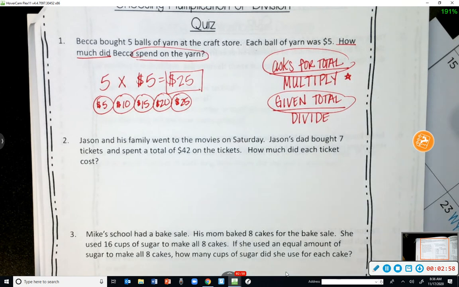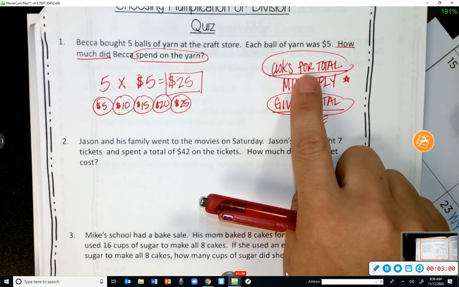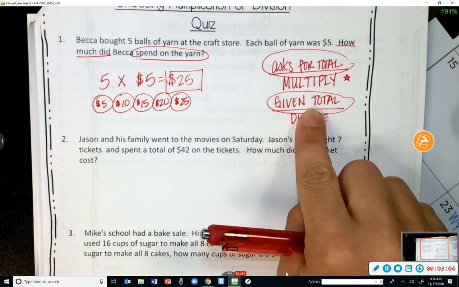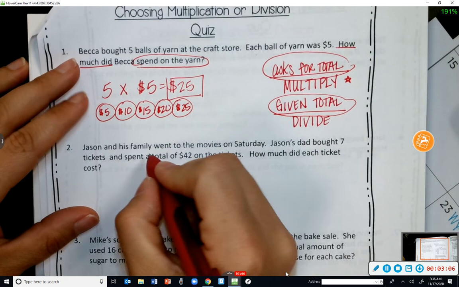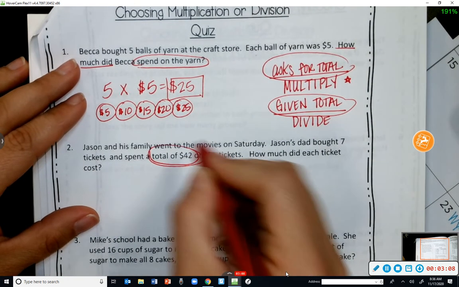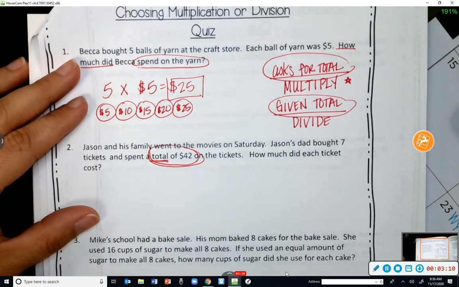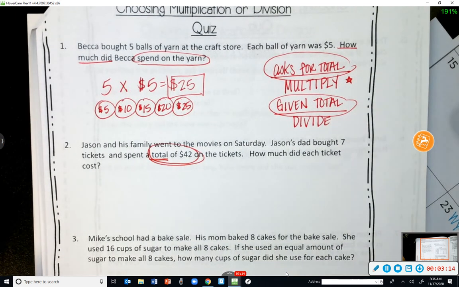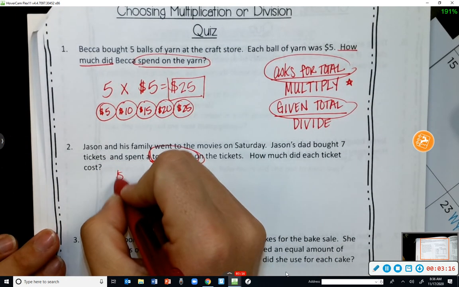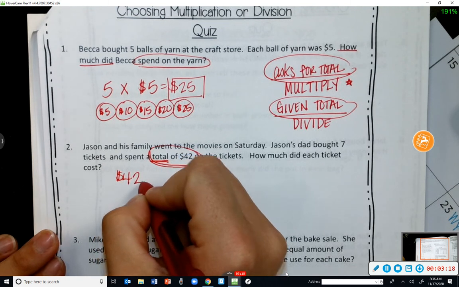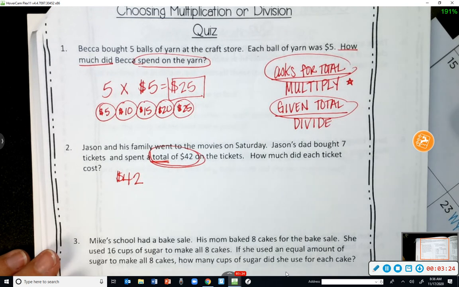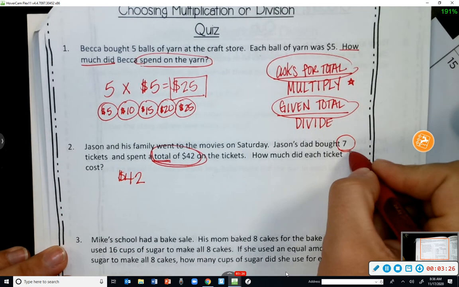Okay, did the question ask us to find the total? No. Were we given the total? Yes. What was it? 42. Good. They spent a total of $42. It even tells you total of 42. A lot of them don't do that. Okay? So we need to take the $42 and divide it by what? 7, because he bought 7 tickets.